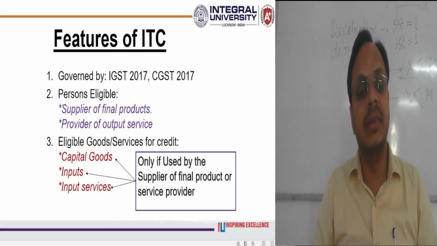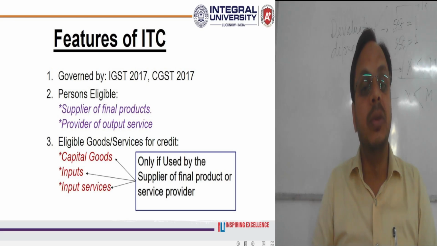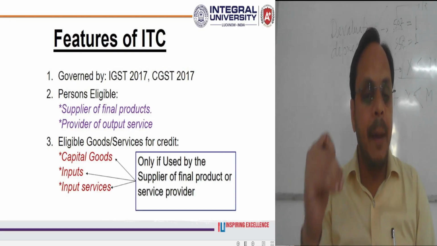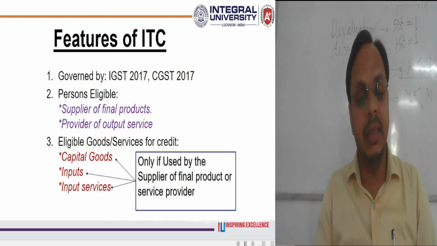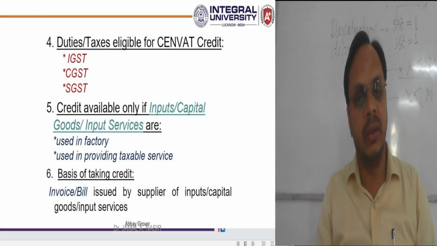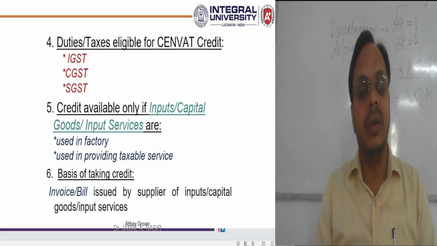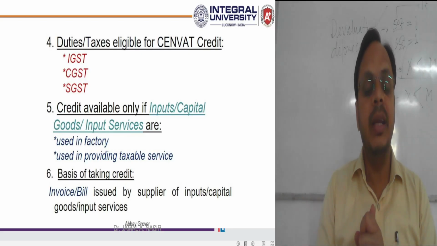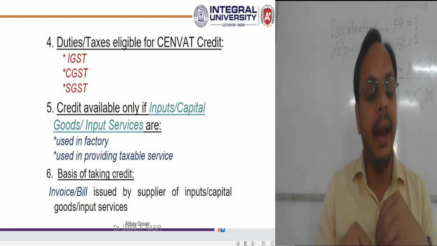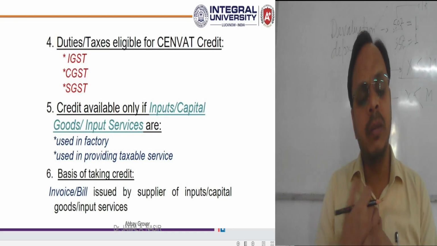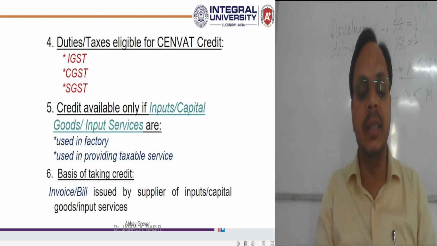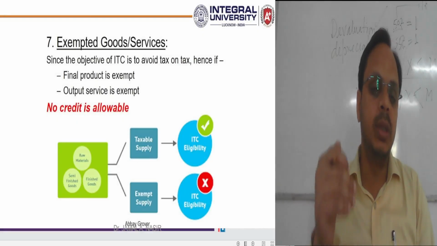So this concept of ITC is governed by the CGST, Central Goods and Service Tax, and IGST, Integrated Goods and Service Tax Act 2017, and the supplier of the final product, the provider of the output, is eligible, in the case of capital goods, right? If it is used for personal use, the concept of ITC is not allowed. I have already talked about this. Similarly, duties and taxes eligible are central value added taxes: IGST, CGST, central goods and service tax, state goods and services tax. So credit will be available only if input, capital goods, input services are used in the factory or in providing taxable services. So what will be the basis of the tax credits? The input invoice or bill issued by the supplier of inputs and capital goods will be the basis for getting the input tax credit.